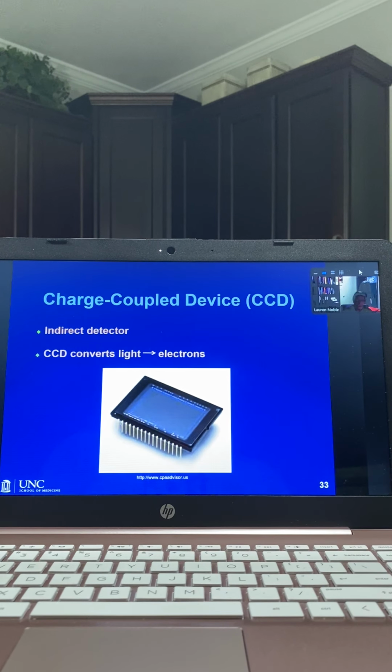Okay. All right, let's talk about the charge coupled device, and then maybe we'll take a break. We'll do one or two more.